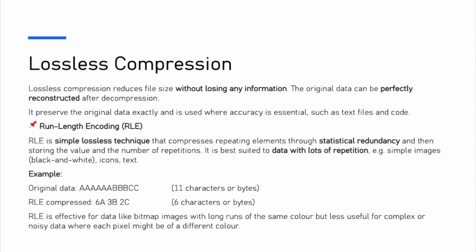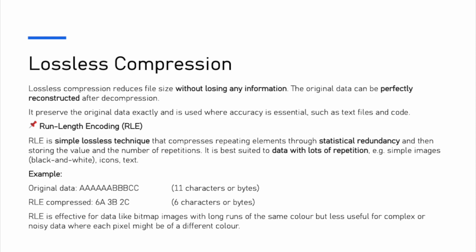It is best suited to data with lots of repetition. So simple images, especially black and white images, icons, text, that's where this comes into play. On screen, you see an example of some text data. You've got some A's, some B's, and some C's. And if we say that each character takes 1 byte of storage, it will take 11 bytes to store the original data. Now we can see that A is being repeated. So instead of writing all of those A's, we can simply write 6A, 3B, 2C. Now we're just going to simply have 6 characters, therefore 6 bytes. We saved ourselves 5 bytes. And that's basically the essence of run length encoding compression.